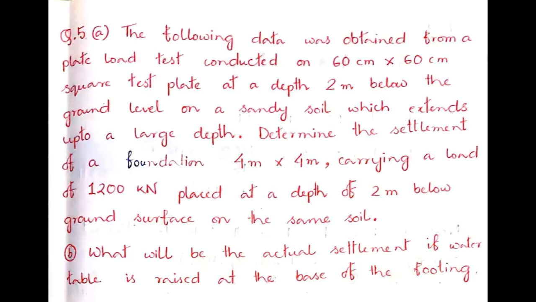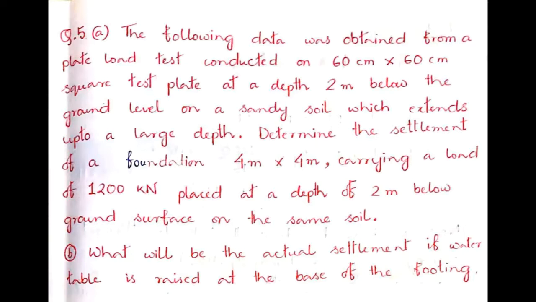But in the actual footing, the size is 4 meter by 4 meter. So the significant depth will be 2 into 4 equal to 8 meter from the base of the footing. So there is a huge difference between the significant depth of the plate and the significant depth of the footing. So if the soil is a layered soil, we will not be getting appropriate results through plate load test. Fine. In this case, there is no problem.